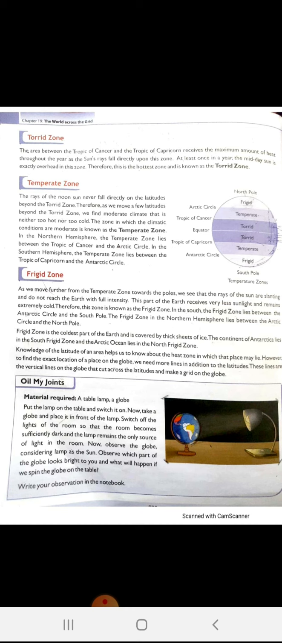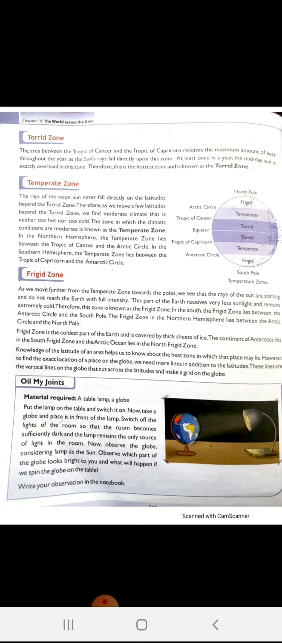So knowledge of the latitudes of an area helps to know about the heat zone. Latitudes help us find the heat zones of the earth, and they help to find the location. But if we want to find the location of any place, how is it possible to find the proper position with the help of only latitudes? No, it is not possible. We should know about the longitudes also, because longitudes and latitudes both tell us the proper place of an area.